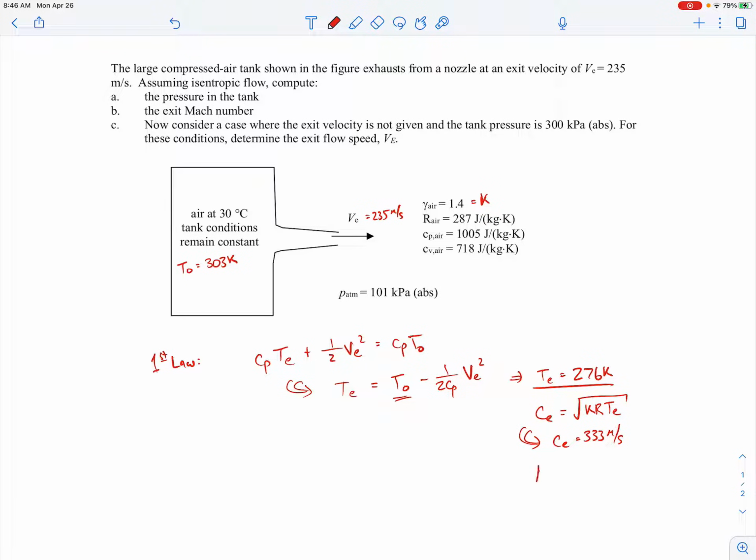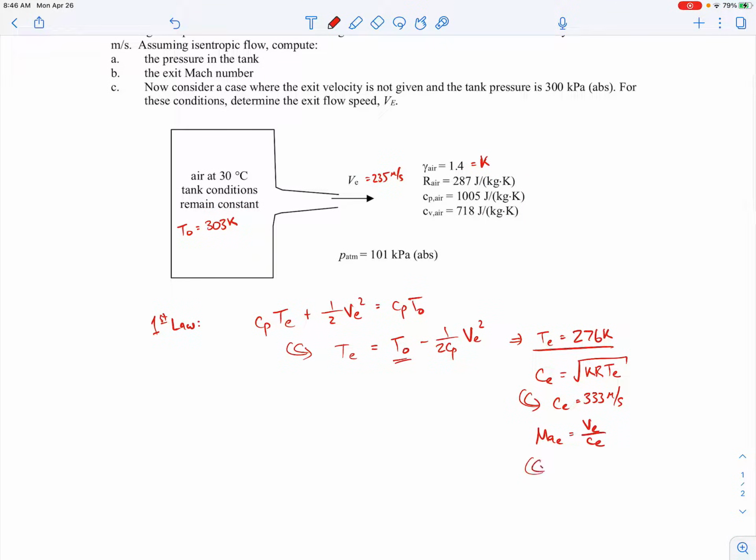And now that I have that, I can find the Mach number at the exit. Mach number at the exit will be the velocity at the exit divided by the speed of sound at the exit. So we know both of those quantities, and you'll get that the Mach number at the exit comes out to be 0.71.